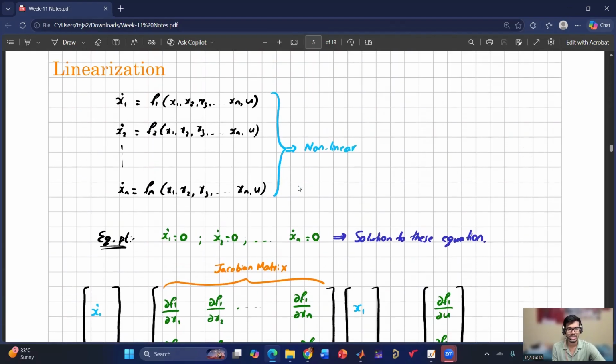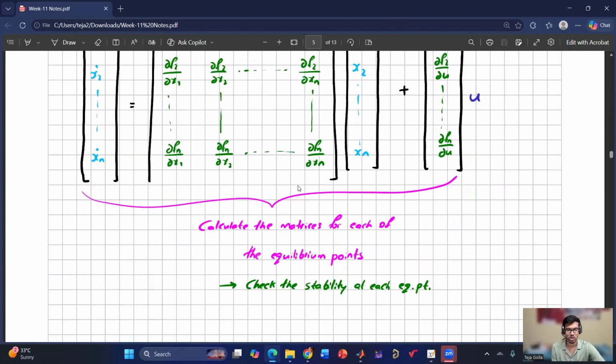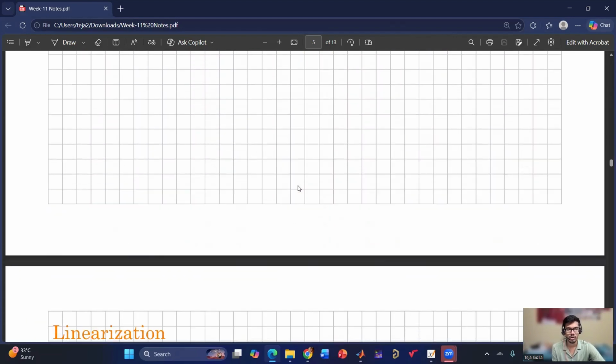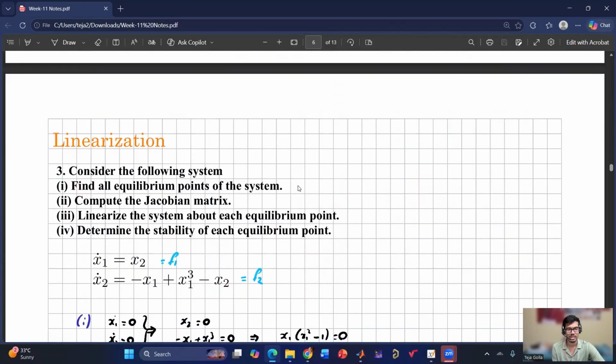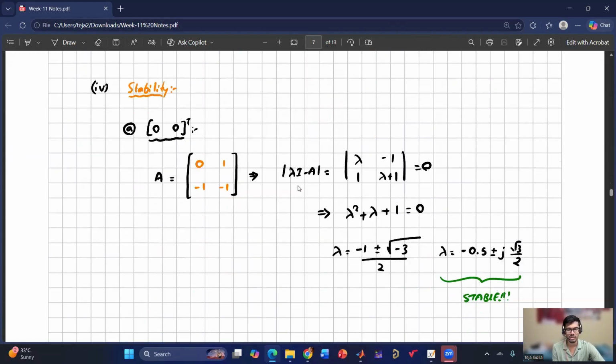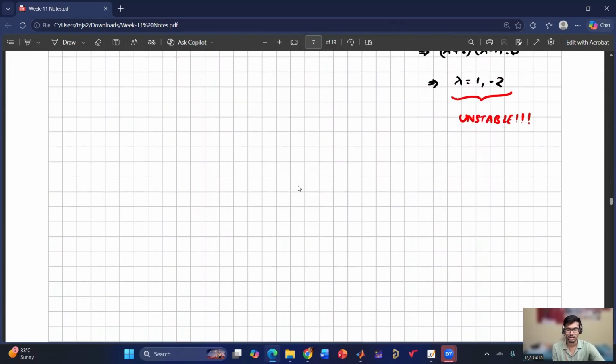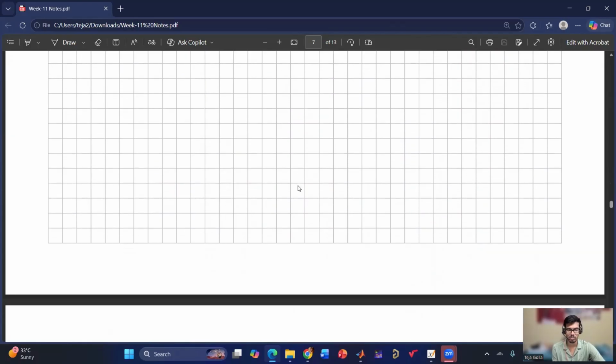Then we moved on to linearization, because if a system is nonlinear, how do we linearize, how to get the Jacobian matrix, how to get the equilibrium points, and how to check the stability. And then we solved one problem with three different cases, and we tried to correlate the theory that we have learned with the problem and applied the theory in a practical problem.